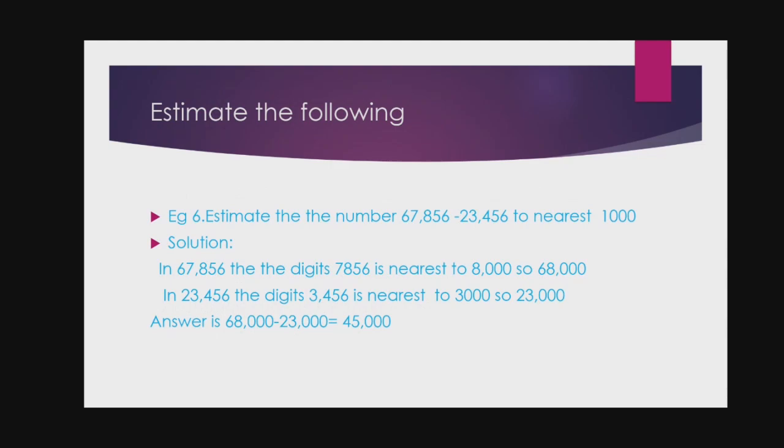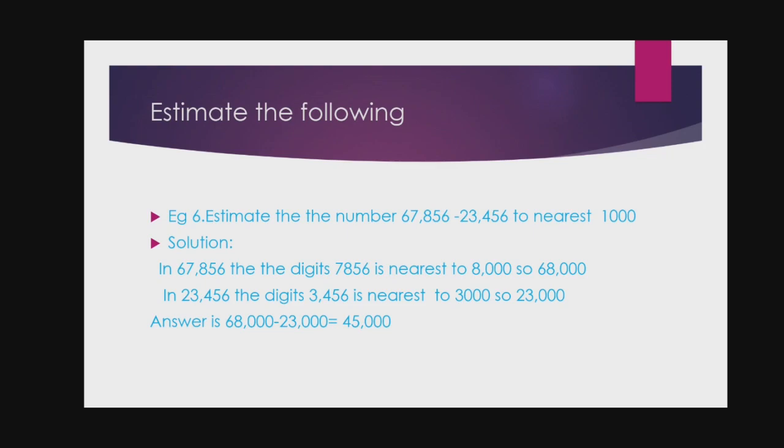Estimate the number 67,856 minus 23,456 to the nearest 1000. Solution. In 67,856, the digits 7,856 is nearest to 8,000. Because 8 is more than 5, we will add 1 to the 7. That's why 8,000. So already 60,000 plus 8,000 is equal to 68,000.